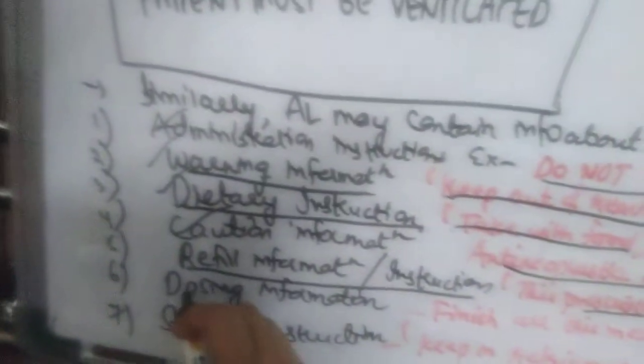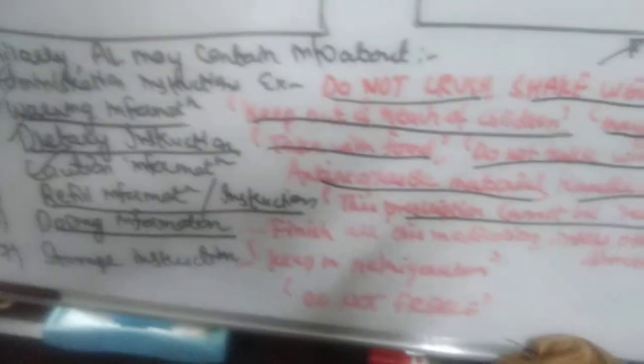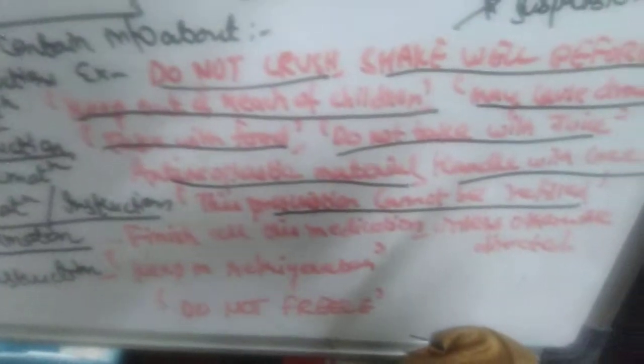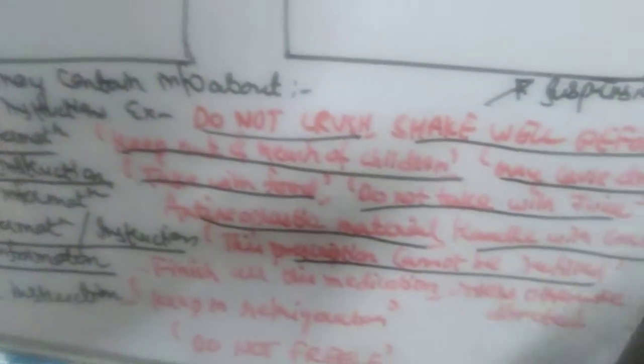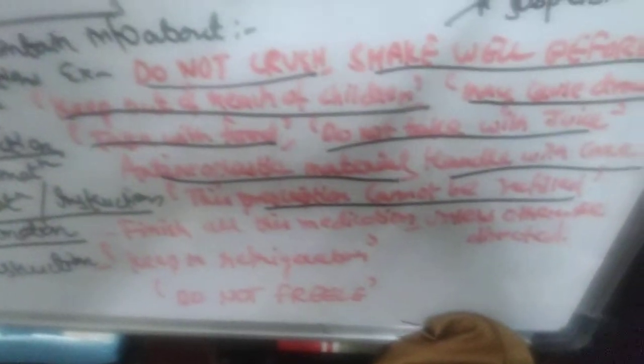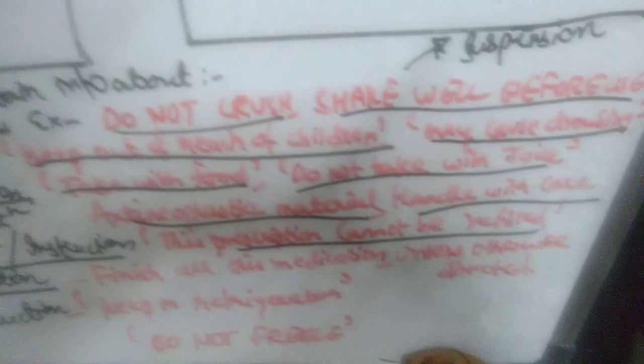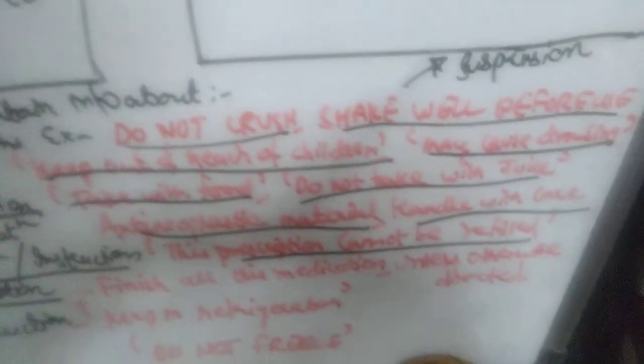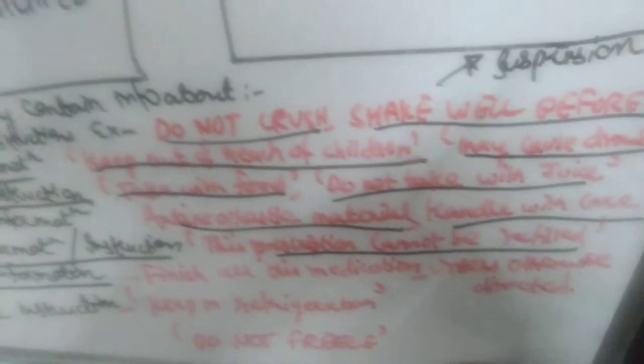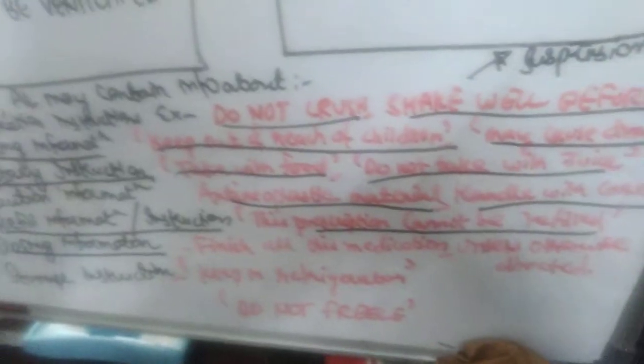The next, dosing information. Dosing information is finish all this medication unless otherwise directed. That means whatever medicines have been dispensed to you, you are supposed to finish all that medication. Otherwise directed means unless the physician tells you, unless the physician stops you from taking that medication, you have to finish all that medication which has been dispensed by the pharmacist. That is your dosing information.